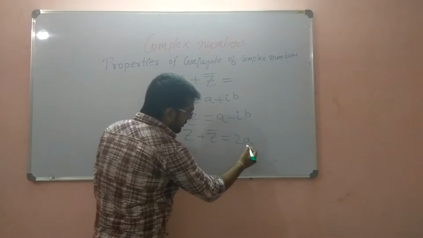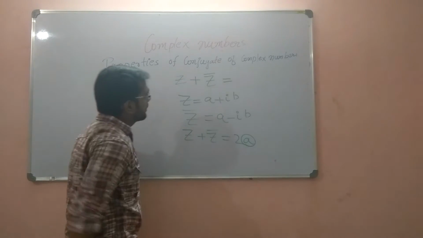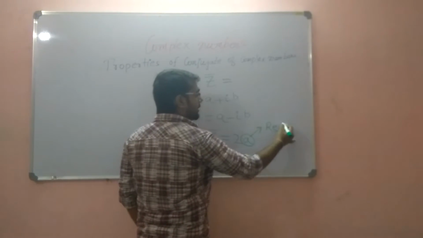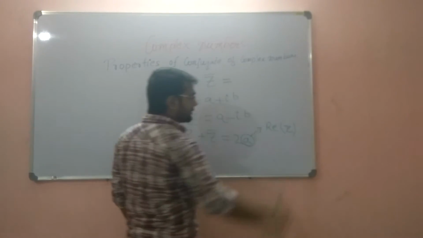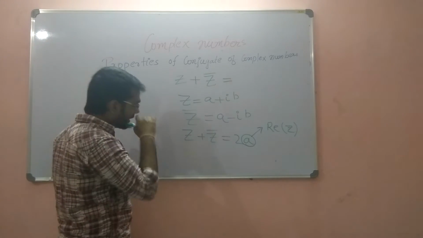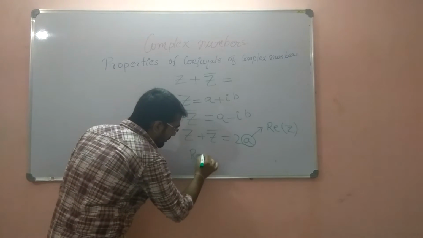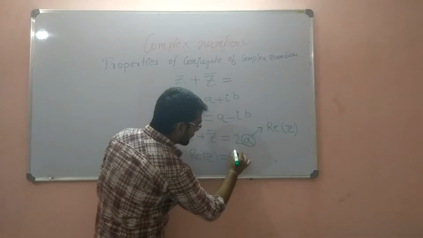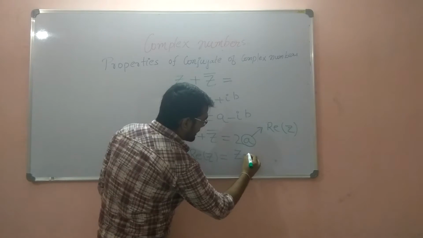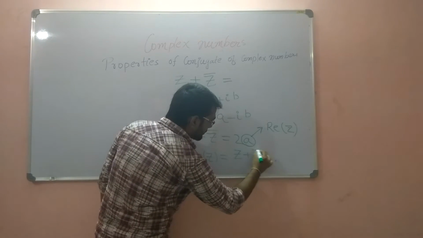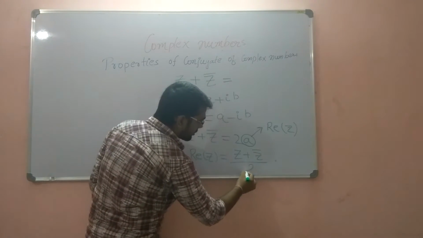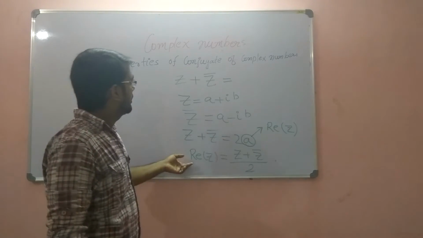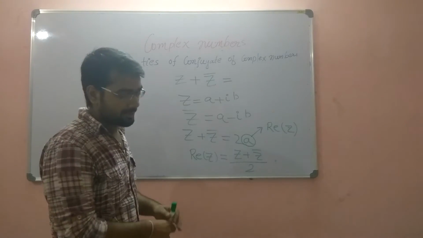Now here a is the real part of the complex number, right? So we can write the real part of the complex number equals z plus z bar divided by 2. Okay, so this is a very important result. Please remember this.